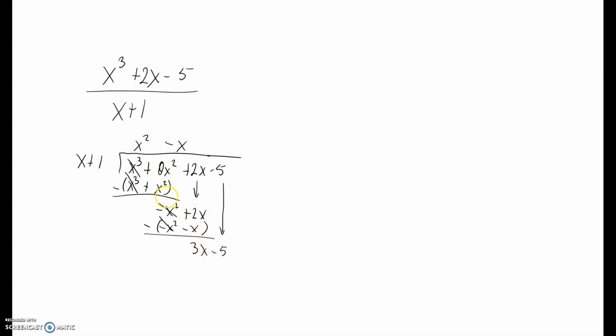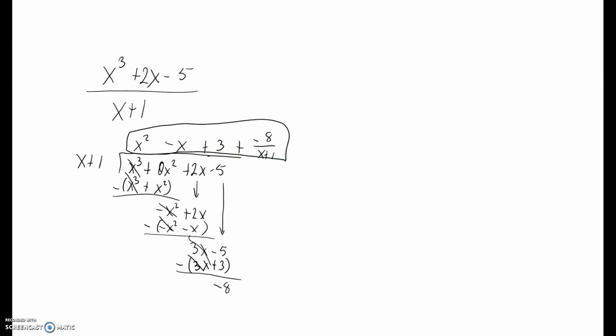Repeat the process again. X times what is 3x? That would be 3. This would be 3x plus 3, and I subtract out that expression. And so those cancel out as they always do. I'll have minus 8. So it would be plus negative 8 over x plus 1 in addition to the rest of that quotient there.